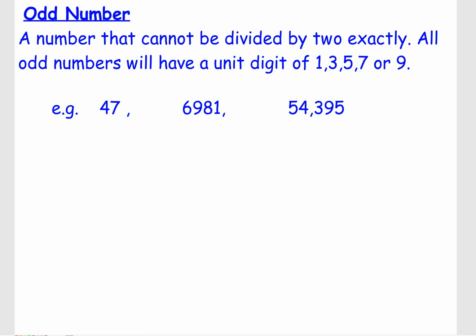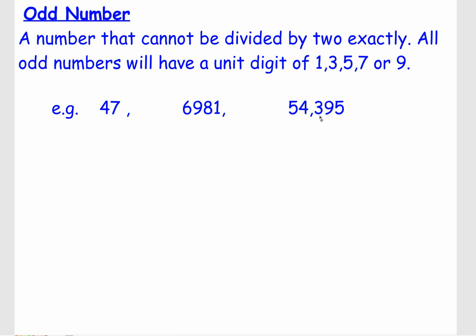So an odd number then. An odd number is a number that cannot be divided by 2 exactly. All odd numbers will have a unit digit of 1, 3, 5, 7 or 9. And again, no matter what the size of the number, if you look at the unit digit and it ends in one of these values, then we can say straight away if it's odd or even.